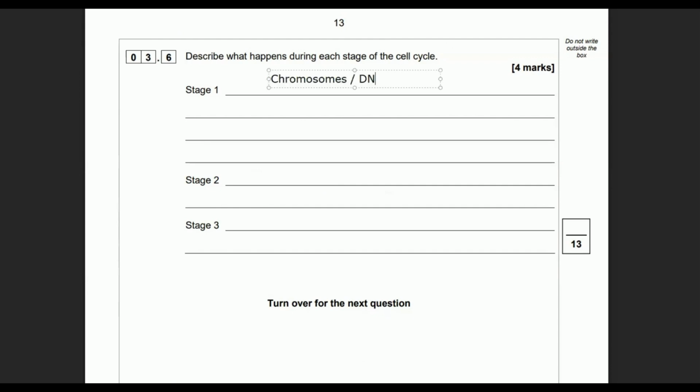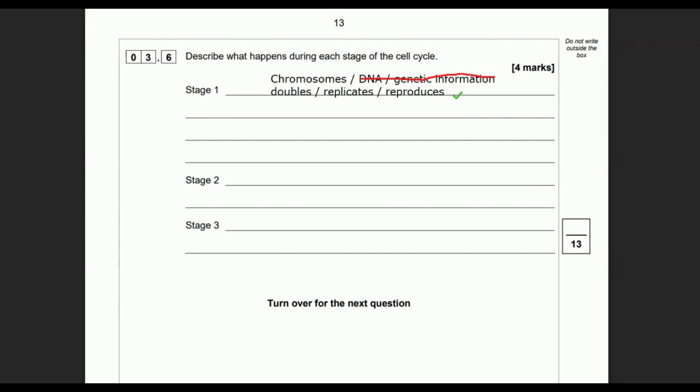Chromosomes, or you can say DNA, or you can say genetic information, and you can probably say genes. Doubles, you could use the word replicates, you could use the word reproduces. So in that first stage, the DNA and the chromosomes or the genetic information double. Specifically, in AQA, they're being really poncy and they don't want you to say the DNA or genetic information. They want you to say the chromosomes reproduce. Wow, they are being fancy wancy.